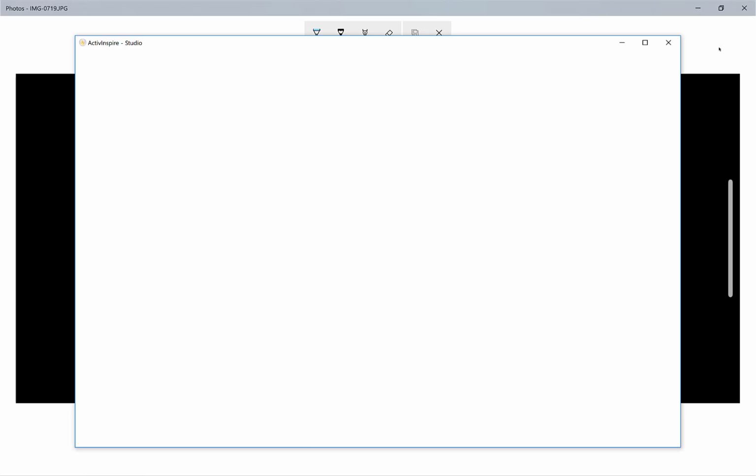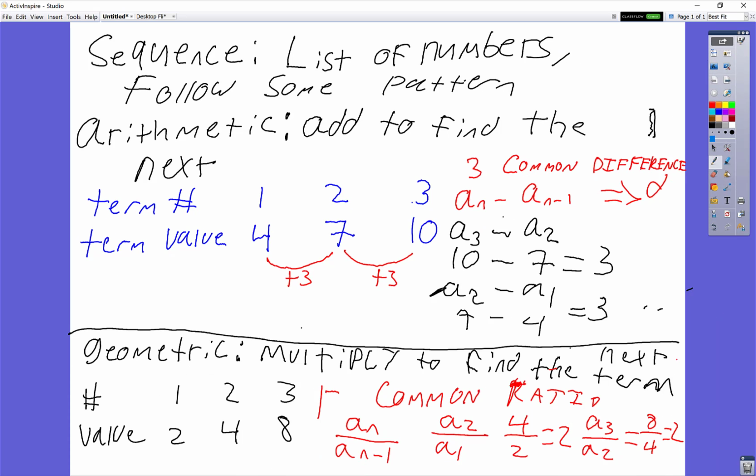But now we need a recursive formula and an explicit formula. And this is the part where you need to know what those terms are. And so for geometric, you can have an explicit formula and a recursive formula. So hopefully you have all this down.